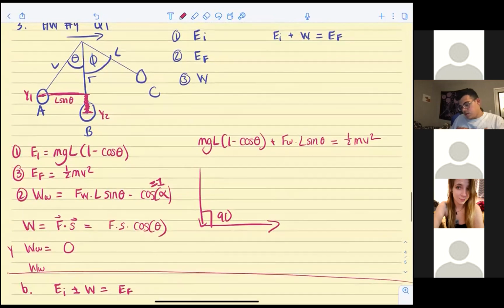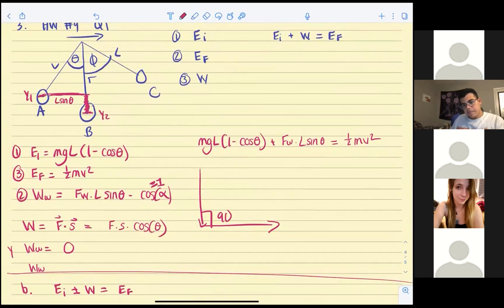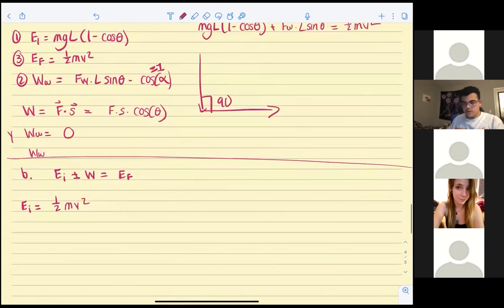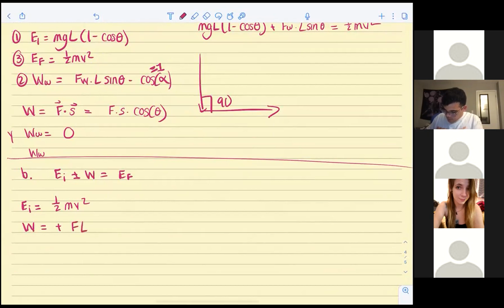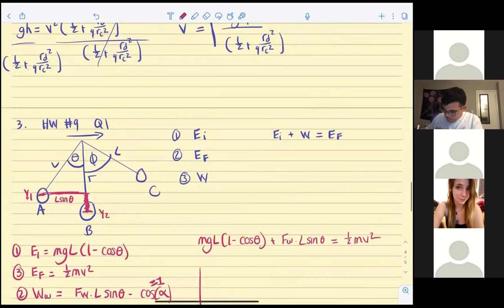As we're going from B to C, is the work positive or negative? Yeah. Positive. Right? Displacement is to the right, wind is to the right. So this is work equals plus F L sine of phi, right? Does that make sense, everybody? The same way this was L sine theta, this is L sine phi.